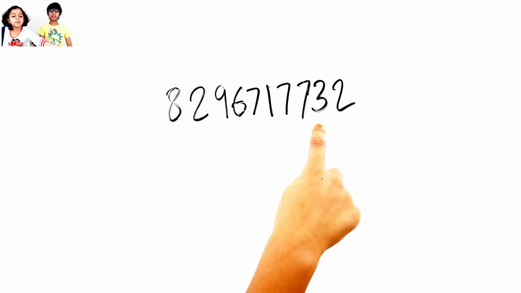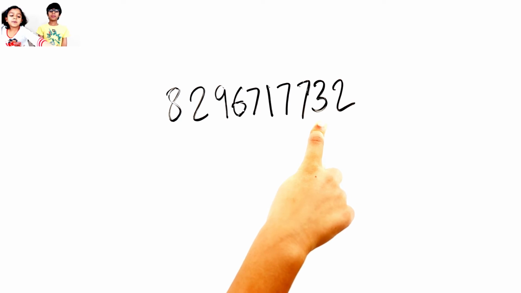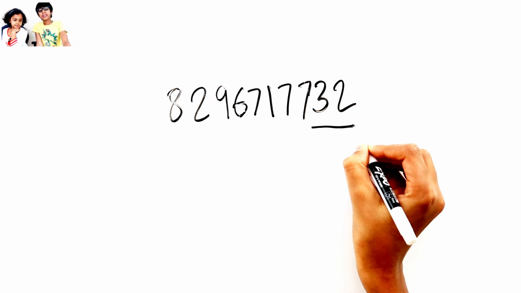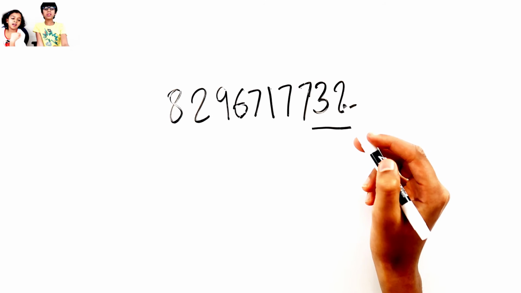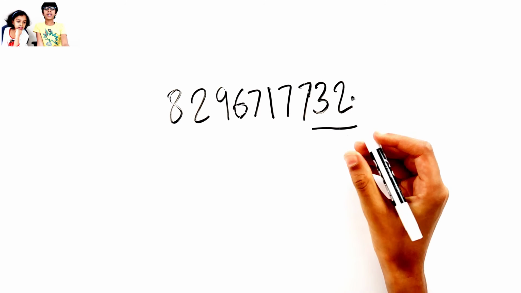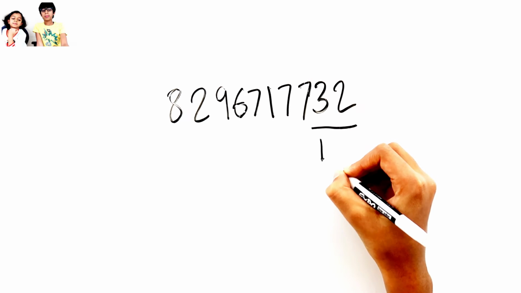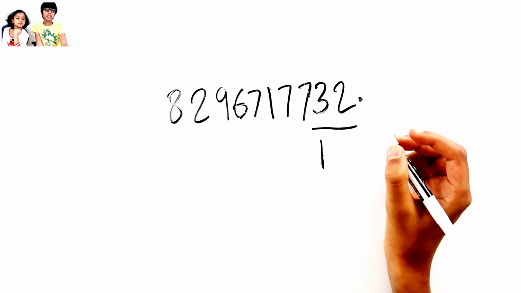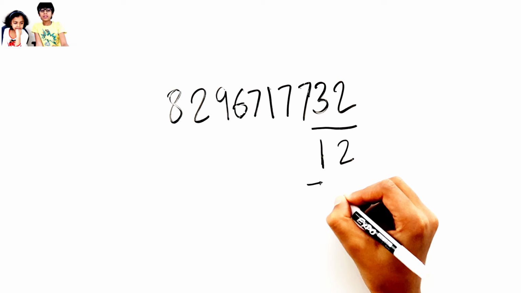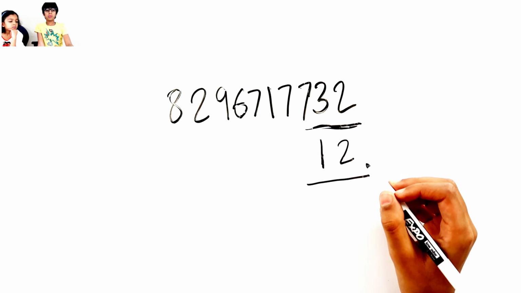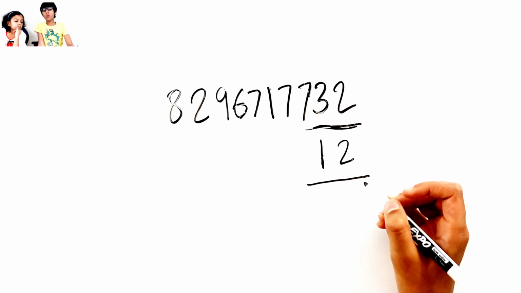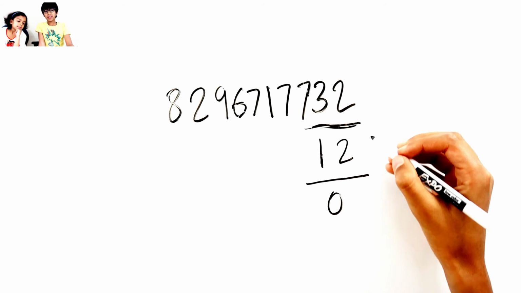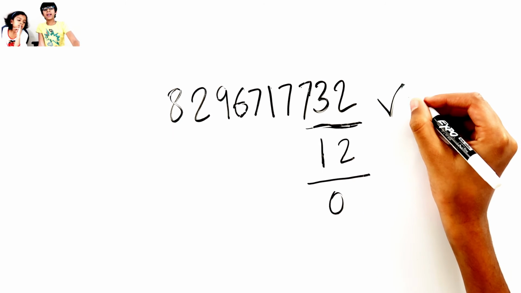Will you be able to divide this number by 4? Okay, let me check. I need both of these numbers, so 3 divided by 2 is remainder 1. I only need to put the remainder down here. Okay, then I put the 2 over here. Now 12 divided by 4 is remainder 0. That means this number can be divided by 4.